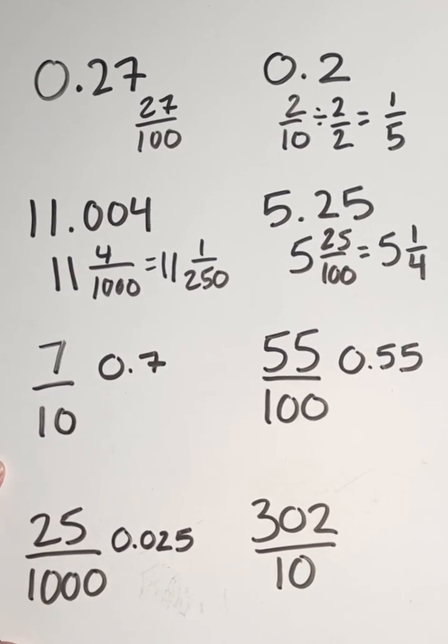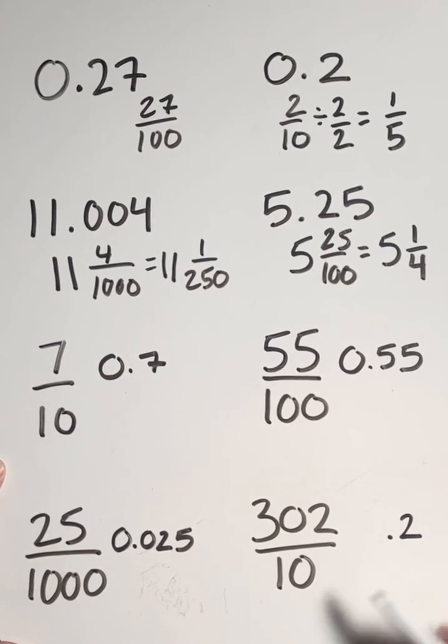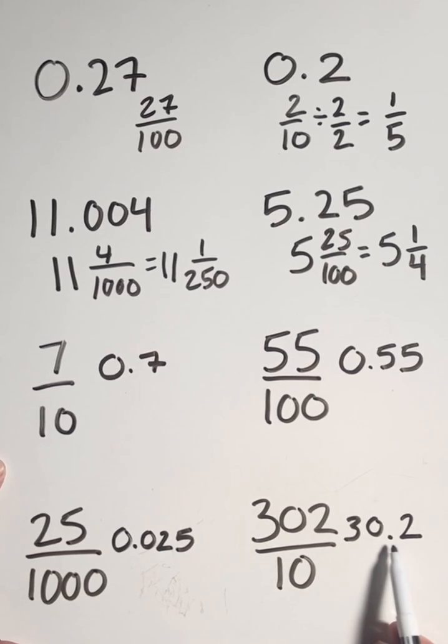25/1000ths. Here, we have an improper fraction, so this number is going to be greater than 1. I know that the 2 needs to be in the tenths place, so I can make my decimal point, put the 2 in the tenths place, and now the other numbers need to precede it. 30 and 2/10.